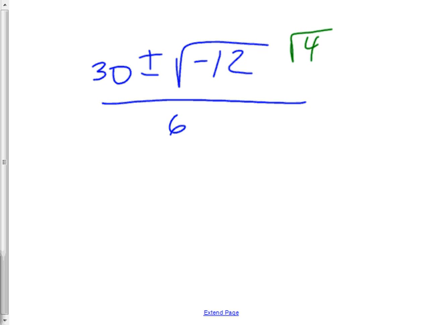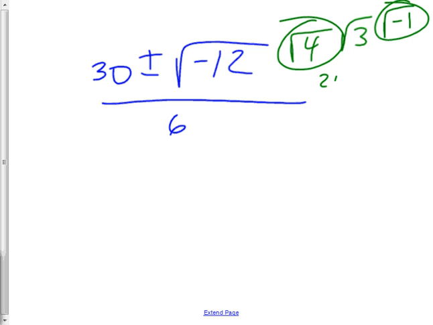How about we do root 4 and root 3 to start with? Is that okay? All right, and then where's the negative though? Yes. And then what's the name for this? So it's 2i root 3. Raise your hand if you simplified that right.